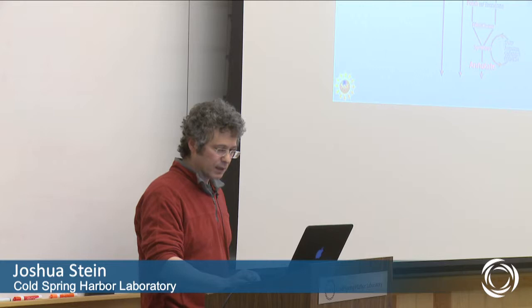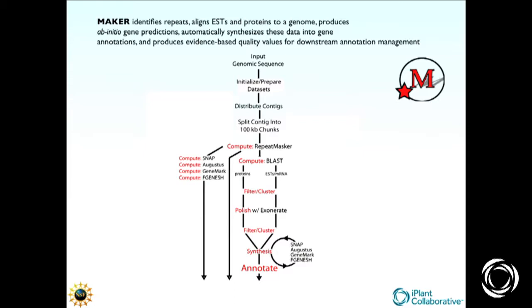So this is an overview of the pipeline. Maker basically combines a lot of different available software, aligners, ab initio predictors, and pieces them together into an automated pipeline. So it identifies repeats, it does repeat masking, it does the alignments of ESTs and proteins to a genome, it produces the ab initio gene predictions, and it synthesizes these data into annotations and produces evidence-based quality values for downstream annotation. And this is what the pipeline looks like.